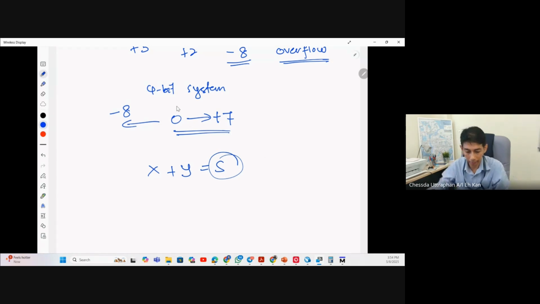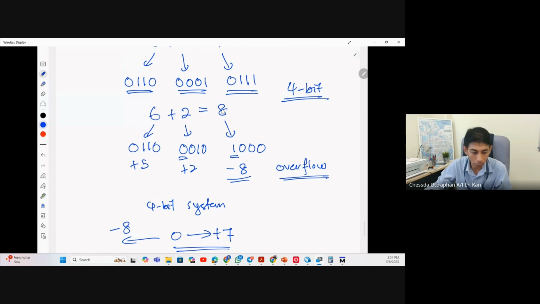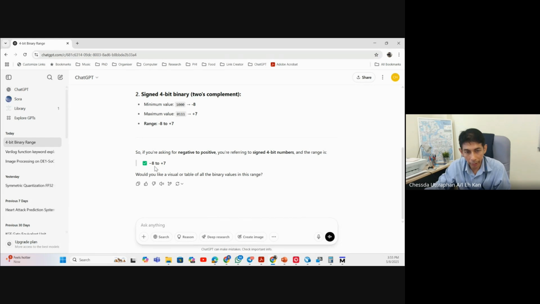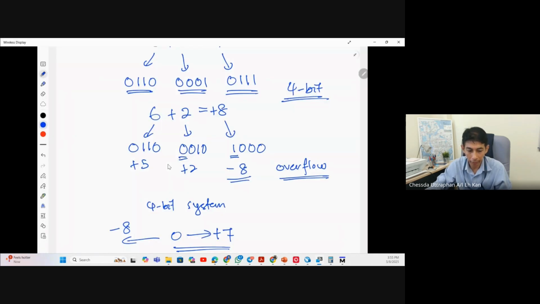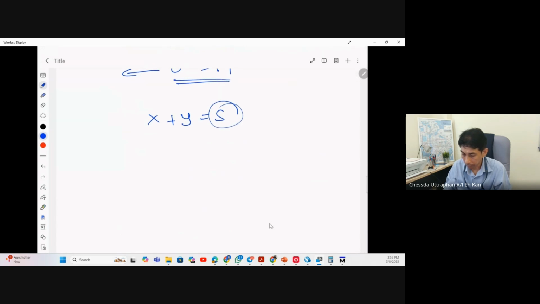For example, in this case, exactly because 6 plus 2, the answer is 8, positive 8, right? And based on this positive 8, it is out of range already, so we have the overflow. So this will give you a problem in design because your number will definitely be more than 8, right?